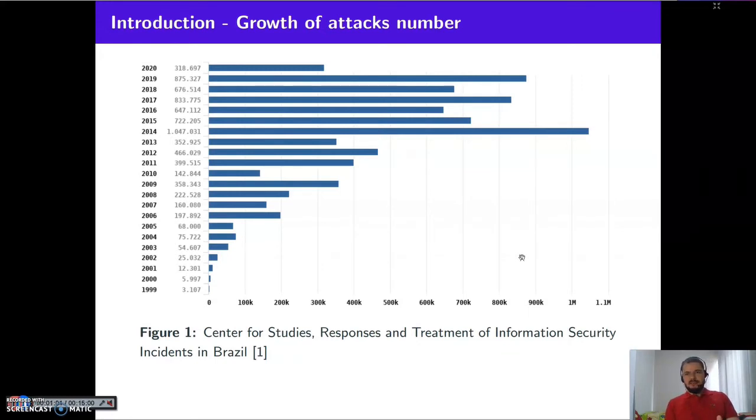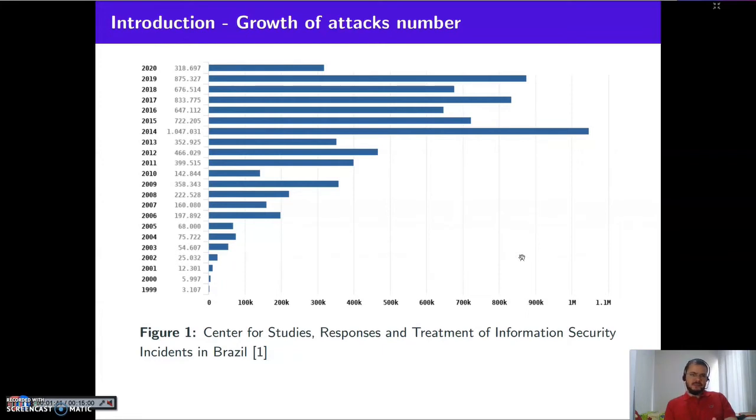Attacks and incidents in information security have been growing in recent years. Figure 1 illustrates a compilation of the number of incidents that occur year by year in Brazil, and that reflects in a certain way what happens worldwide. On figure 1, the horizontal axis is the absolute number of incidents, and the vertical axis is the years.